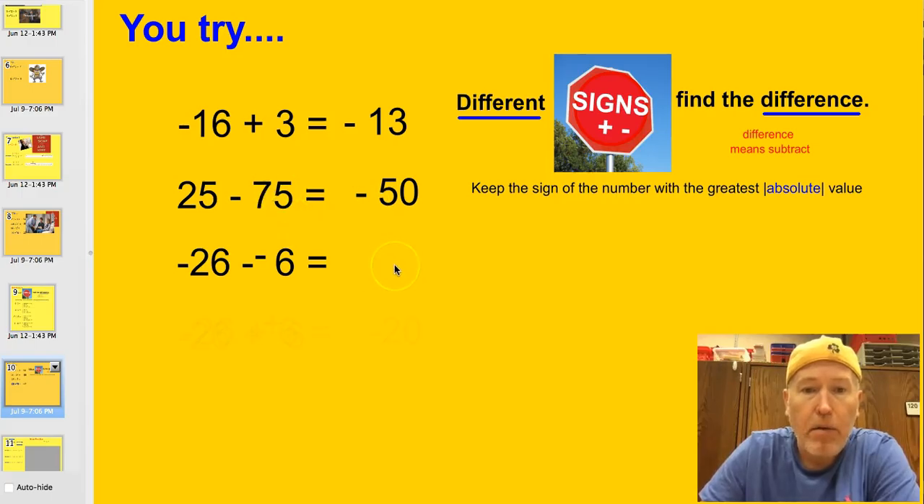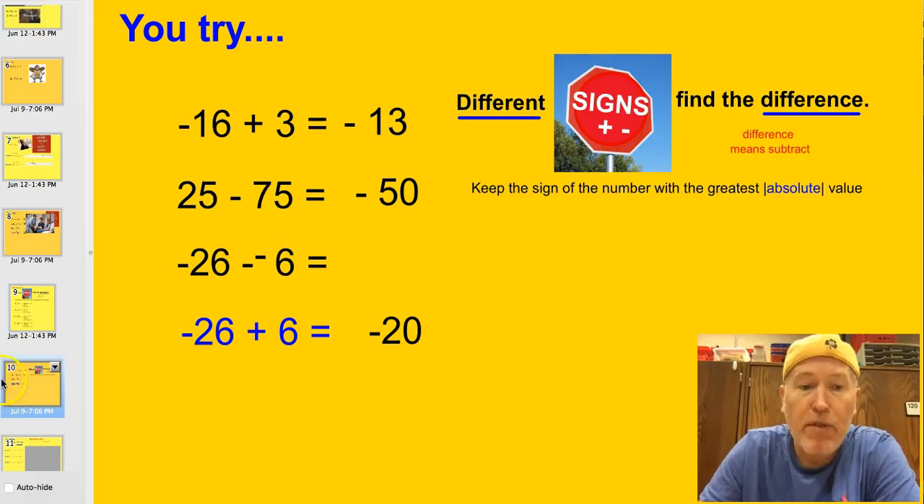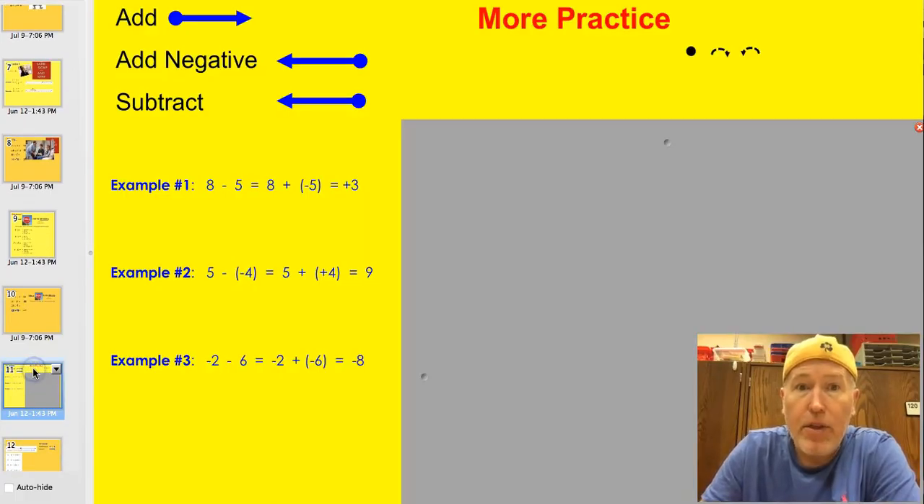Here we go. Did you remember the double shot? This is really the same as negative 26 plus 6. They're different signs. The difference is 20, and it's negative 20 because negative 26 has a greater absolute value. All right, we've gotten through all of them.